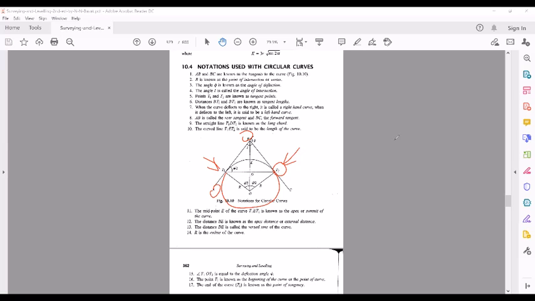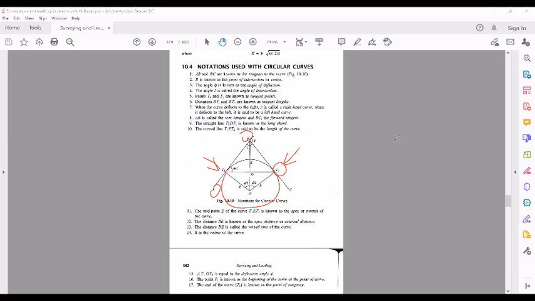So in this, let's see point number one. AB and BC are known as tangents to the curve, like we have discussed. The point B is known as the point of intersection or vertex. We're looking at it from the plan view, and the point B is the topmost point. That is why it's called the vertex or the point of intersection.